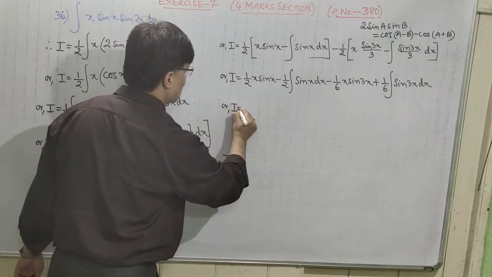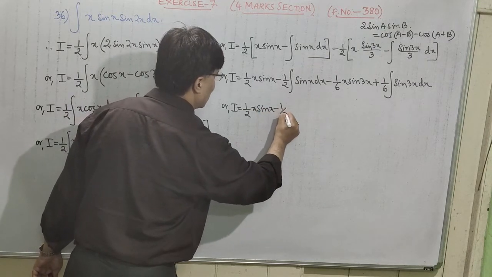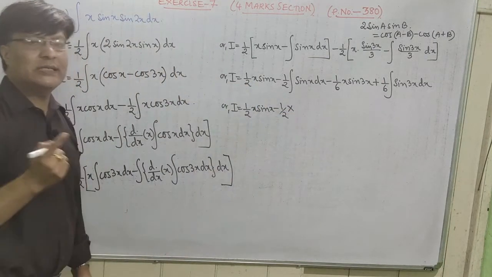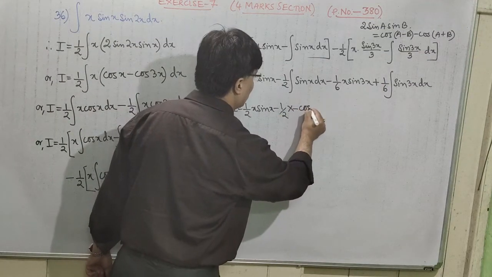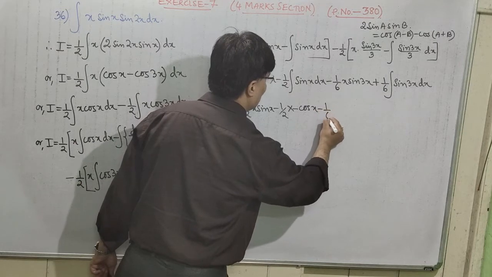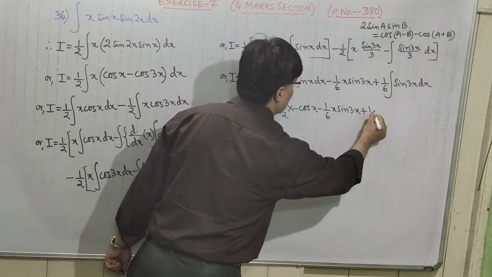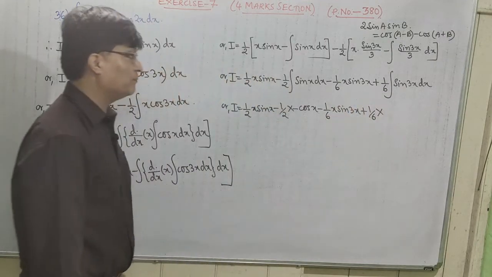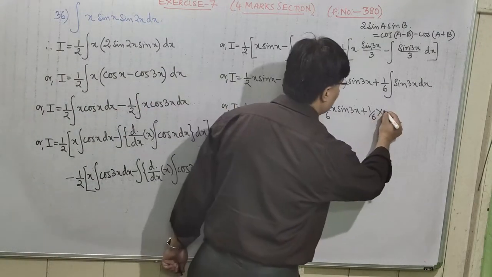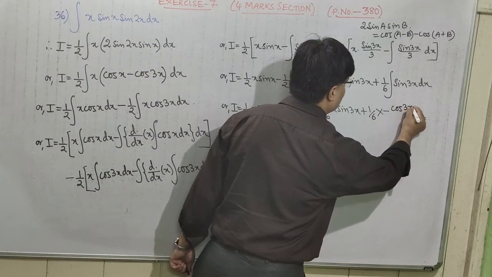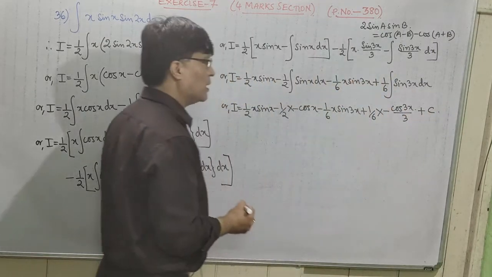I is equal to half x sin x minus half into, what is integration of sin x? It is minus cos x, you know that. Minus cos x minus 1 upon 6 x sin 3x plus 1 upon 6 multiplied by, what is integration of sin 3x? It is minus cos mx by m, that is minus cos 3x by 3. Then what do we write? Plus c.